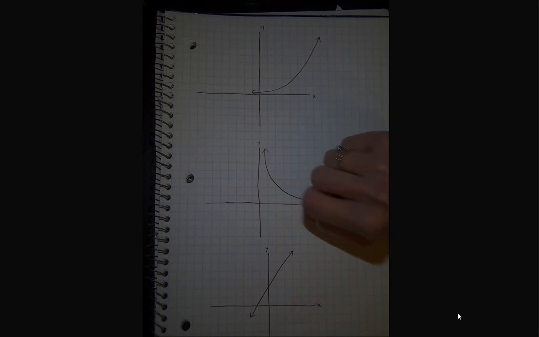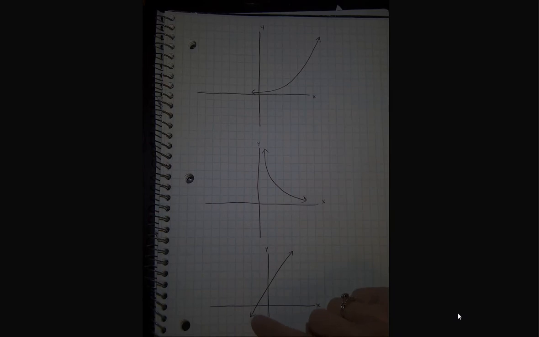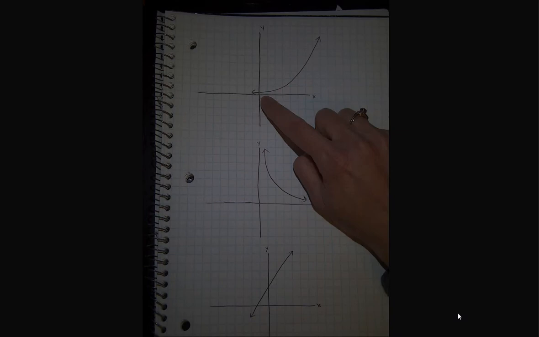When I look at this last graph, this graph is increasing, but it's increasing at what we would say is a constant rate, because it's a straight line, it's always growing at a constant rate each time. This one was not growing at a constant rate. It started growing slowly, and then as x got larger, it started to grow faster and faster and faster.